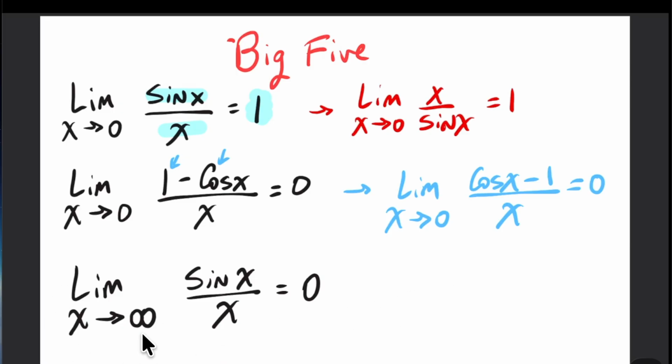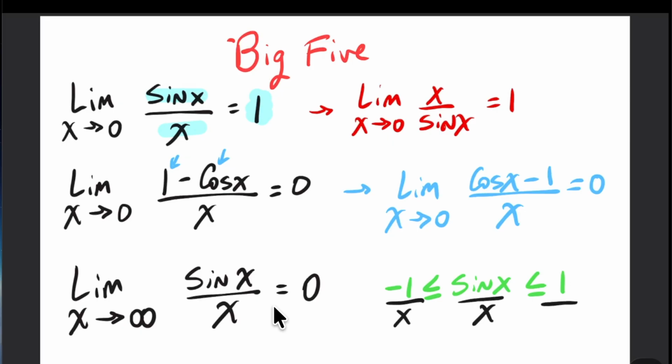The last one is that the limit as x approaches infinity of sine x over x equals 0. Now this is the only one I'm going to do a small proof of. If you come over here, we see that the sine of x, the y value, is always going to be less than 1 and greater than negative 1. If we come along and we divide all of these by x, you see this is the limit we are talking about.